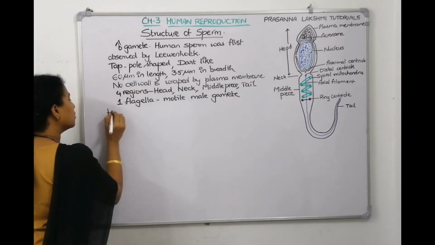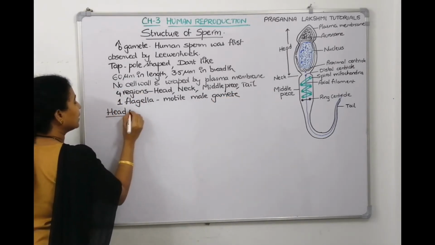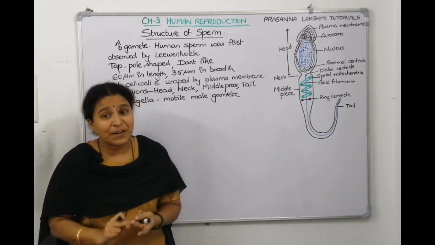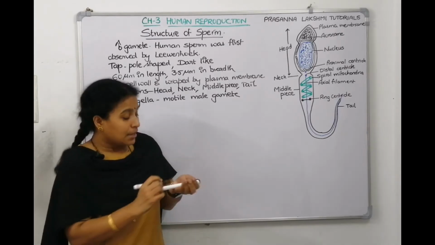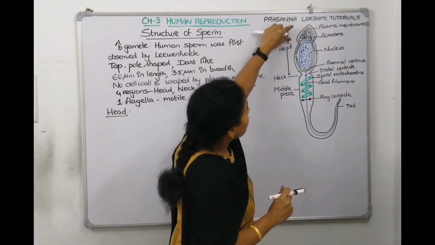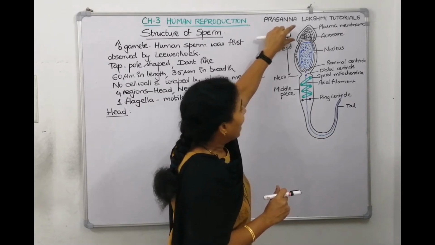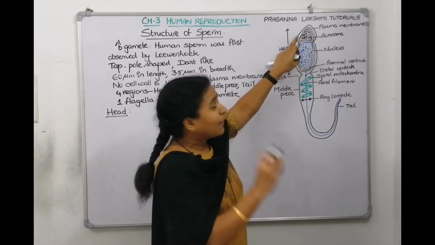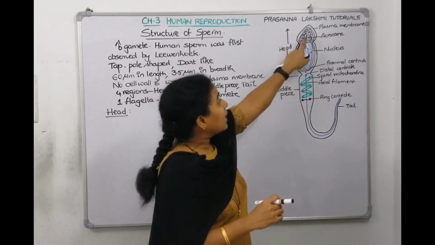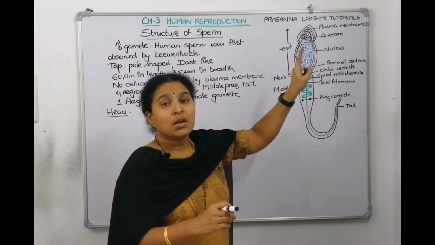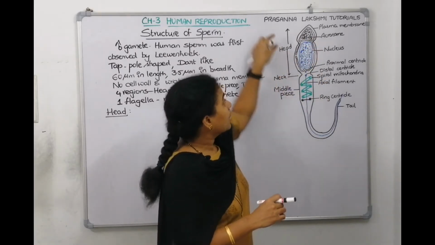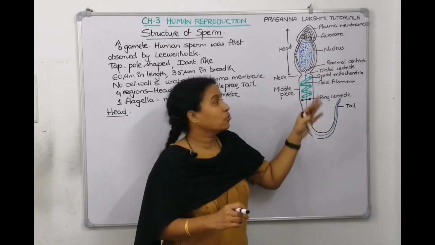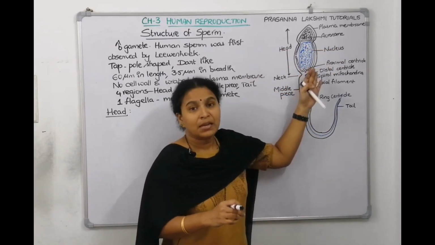Now, when we talk about each and every part, the first part is the head. We said it is anterior, broad and flat, meaning a flattened part, and it shows a cap-like structure. This cap-like structure, which is anterior, is called the acrosome. The acrosome is filled with lytic enzymes, and it is derived from the Golgi. The Golgi body secretes this acrosome. Below the acrosome, it has a haploid nucleus, the male nucleus, right?